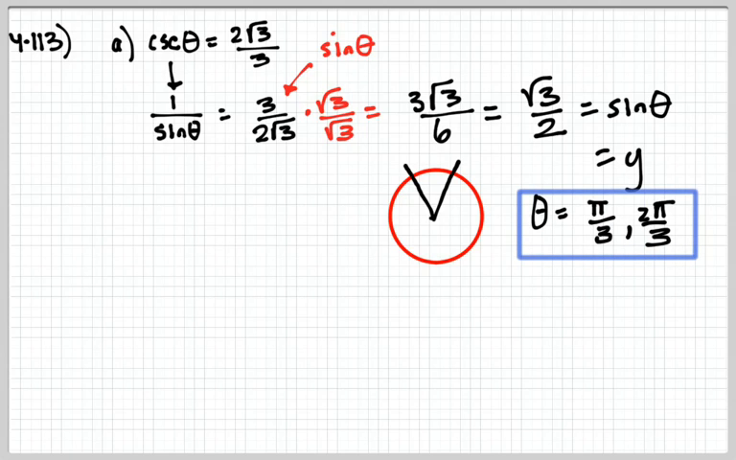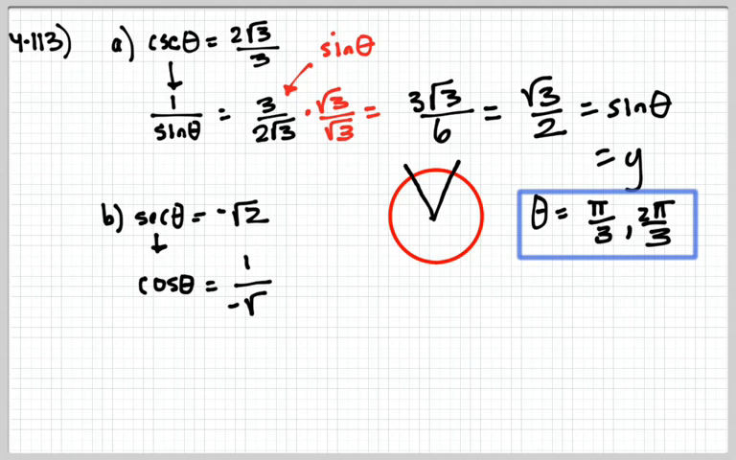Alright, same concept with B. We go back and look at secant. B gives you secant of theta equal to negative rad 2. If we flip this over, this time we'll just go straight to cosine of theta, which will equal 1 over negative rad 2. You have to rationalize this. Multiply by rad 2 over rad 2, and the negative will come up top, giving negative rad 2 over 2.